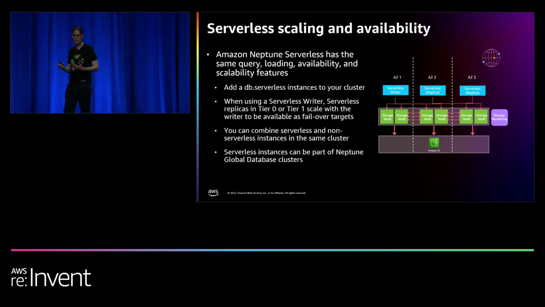Neptune Serverless has all of the same functionality for Amazon Neptune that you get for querying data, for loading data, for high availability, for durability, for global database pieces. It simply adds a new instance type that's called DB Serverless. And as you apply workload to DB Serverless instances, they grow and shrink based on the workload that you're providing.